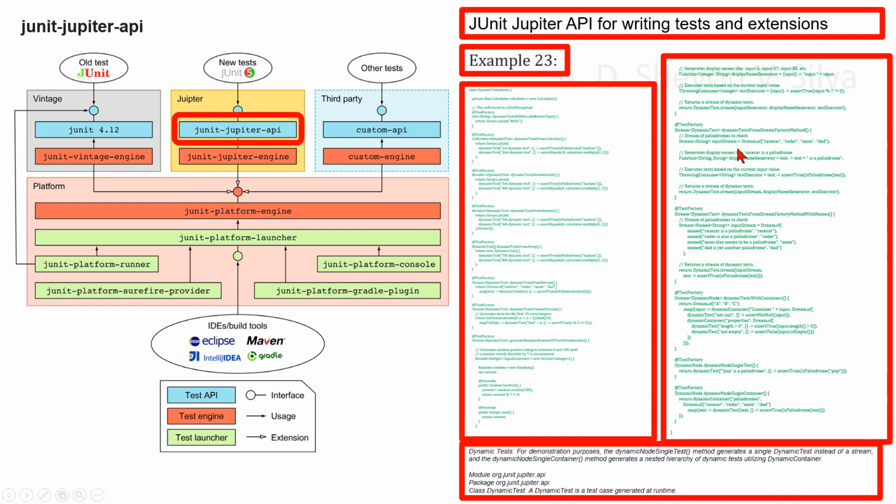Stream of palindromes to check. Generate display names like "race car is a palindrome". Execute the test based on the current input value. Return the stream of dynamic tests.